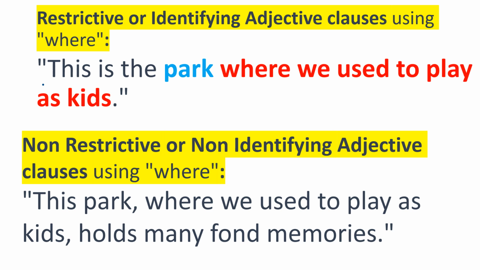And in this sentence, the clause where we used to play as kids offers additional information about the park, but isn't crucial to specifically identify which park is being discussed. It serves to add context or description to the main sentence without altering its essential meaning.